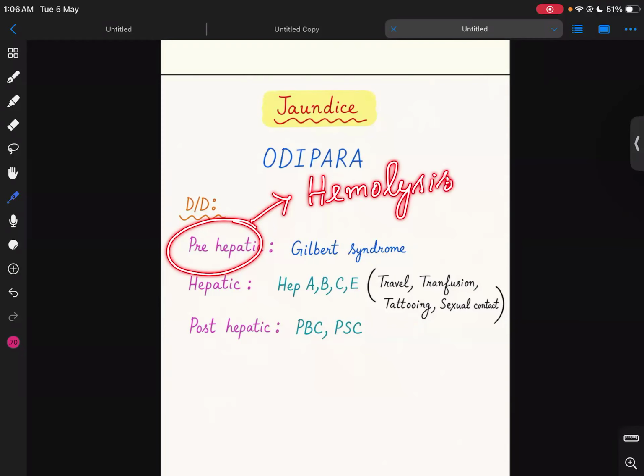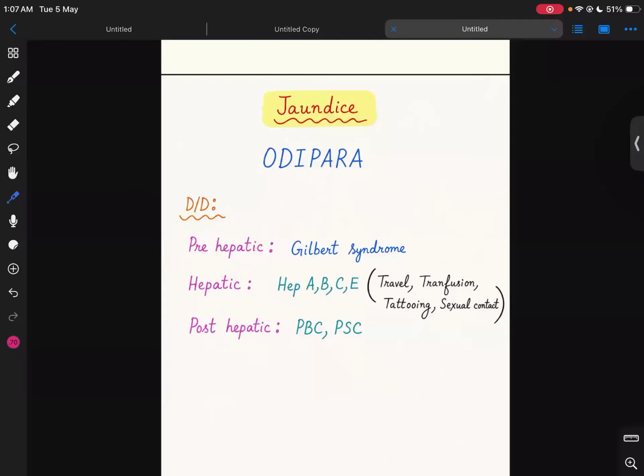But hemolytic anemia will never present to us with the prompt of jaundice. They will present us with the prompt of fatigue and pallor. And in the PACES exam, never ever any prehepatic cause of jaundice will be given with the prompt of jaundice. We will be given either a hepatic cause or a post-hepatic cause.